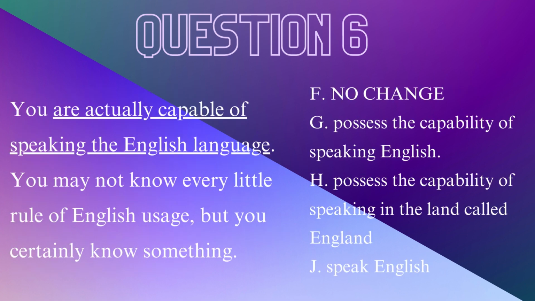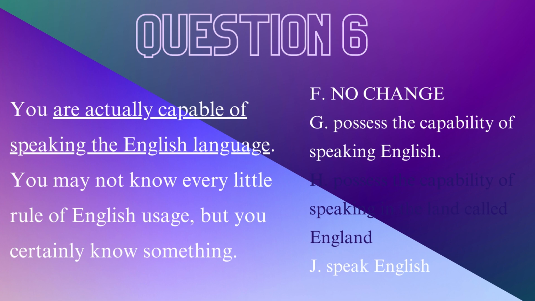Question 6. Just by looking at this, can you answer this on your own? F no change says, are actually capable of speaking the English language. G is very similar and very wordy. H is also very similar and very wordy as well. Actually, if I look at it, H possessed the capability of speaking in the land called England. That has absolutely nothing to do with the topic at hand. We haven't said anything about English as far as a place, England, a country. So we know that it's not going to be H right away.